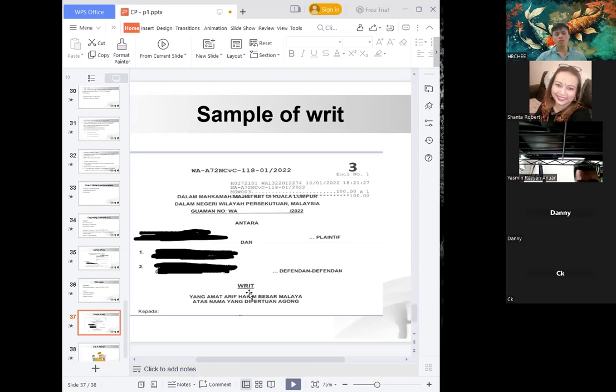If you all have practiced, if you have been working in a law firm for litigation, nowadays, because we are using the e-filing portal, filling up the writ is actually using the e-form. So you just need to fill up the details, like filling the blanks, so that upon filing the writ, you must file it together with your statement of claim.